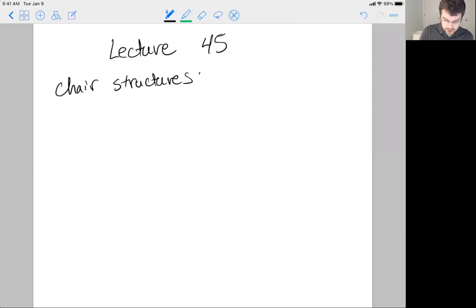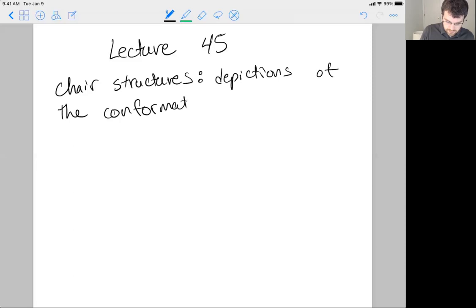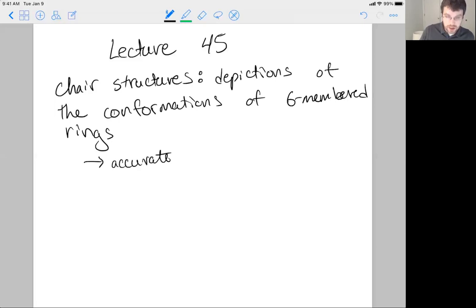But chair structures are depictions of the conformations of six-membered rings. They're nice because they're accurate. After these first few lectures, they're easy to draw.